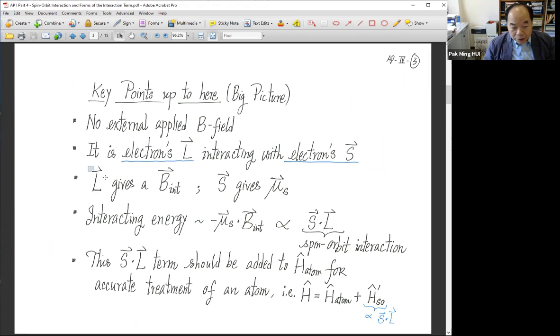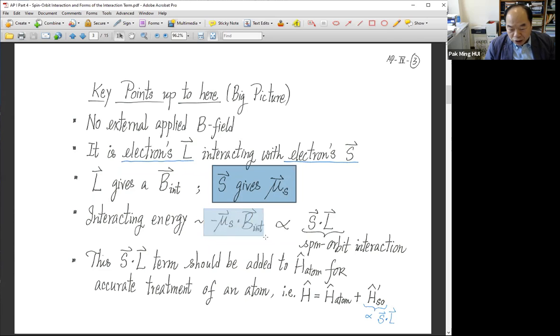It is the orbital motion, that is to say orbital angular momentum, that gives rise to a B field. We don't need to buy a magnet. That's why we also call it the internal B field. And the electron spin is associated with a magnetic dipole moment due to spin, the subscript S.